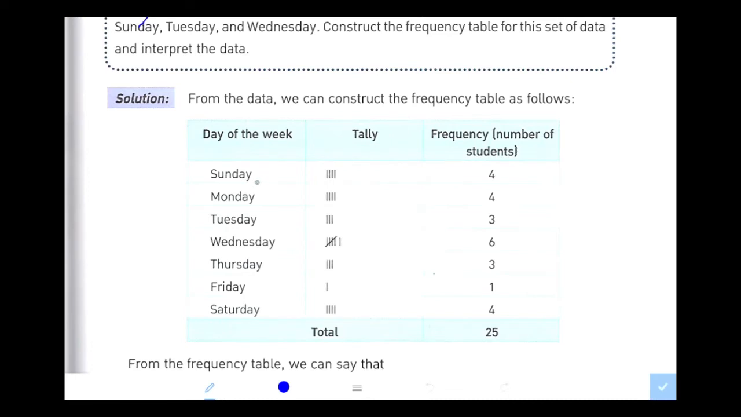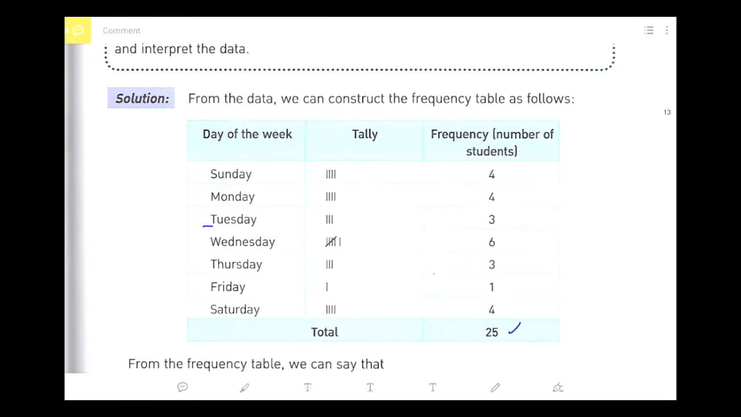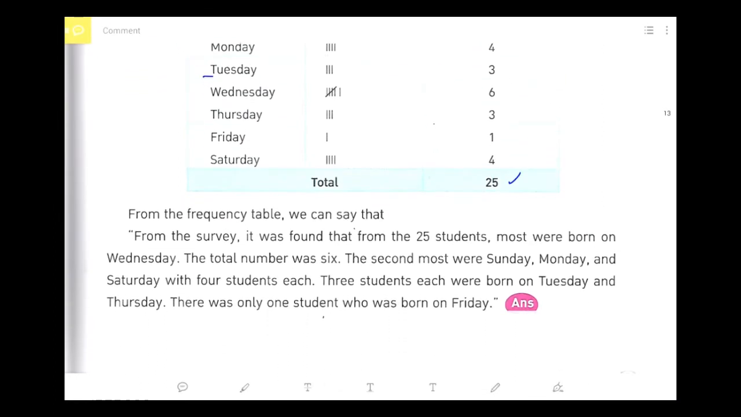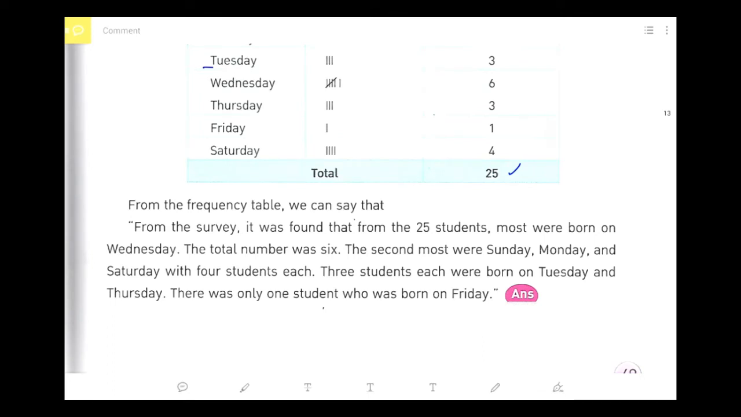So you have to count Wednesday, Tuesday. You mark the tally, and then you find the sum and write the sum there. Yeah, the total is 25. Something like this is called the frequency distribution table, because you sort the items, you group the items according to the frequency, and it's going to be easier for you to answer the questions, right?